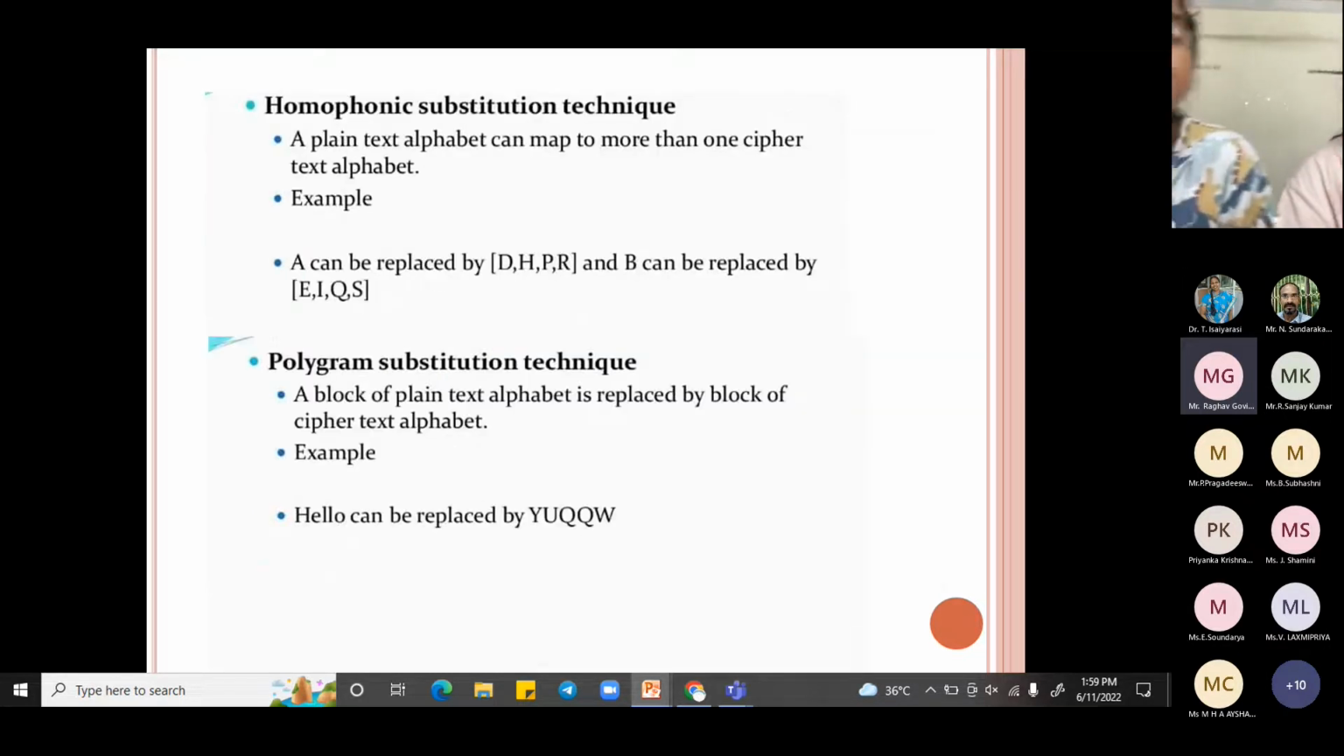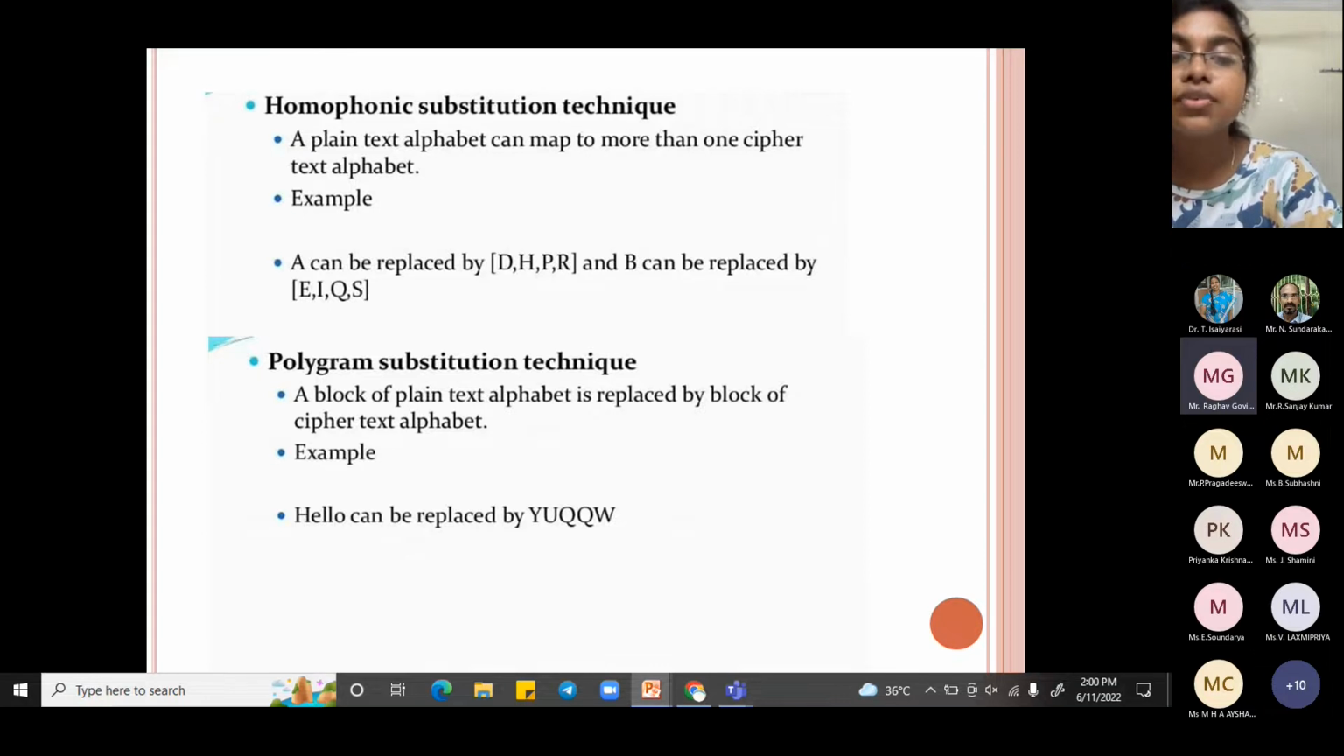Then there are two substitution techniques: the homophonic substitution technique and the polygram substitution technique. For the homophonic substitution technique, we assign many letters to a single letter. For example, if there is a letter A and we replace it by many letters like D, H, P, R, then it is called the homophonic substitution technique. A plain text alphabet can map to more than one ciphertext alphabet. That is what I basically said.